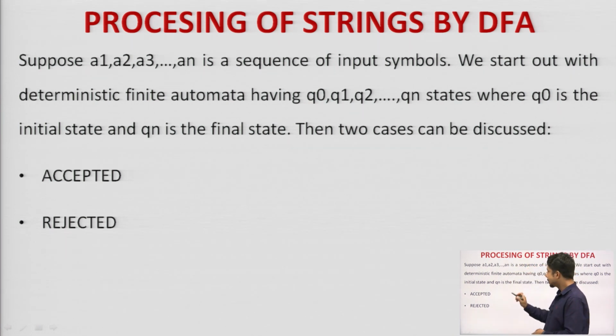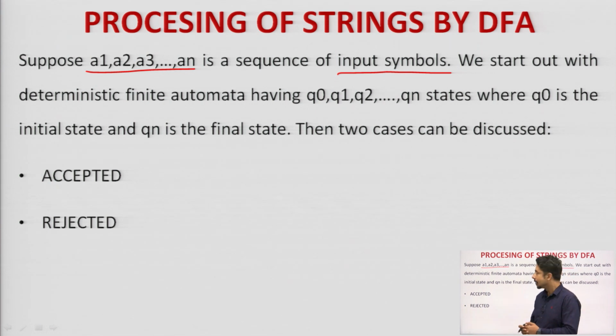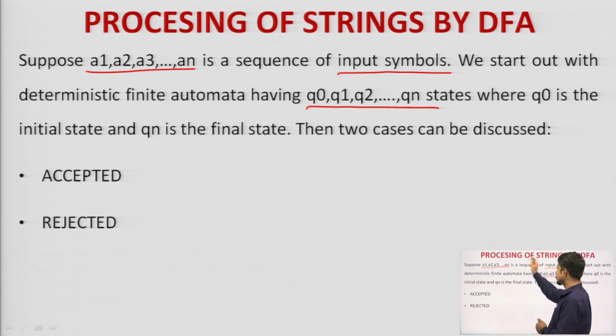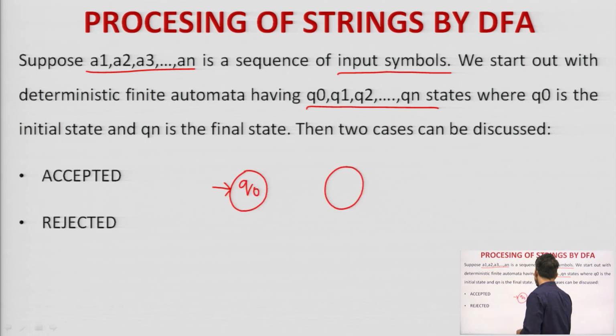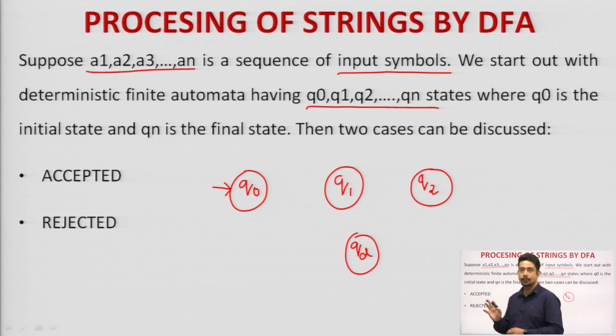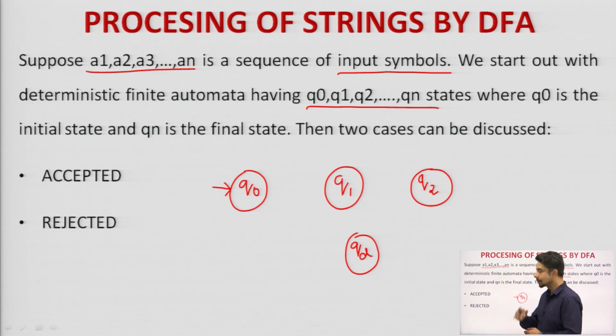So, processing of a string by a DFA. Suppose we have a sequence of input symbols, and we have a set of states corresponding to this set of inputs. Finally, for processing of the string by the DFA, we need 2 concepts: acceptance and rejection. How does it happen? Suppose I have a state q0, another state q1, another state q2, and one more state, say qd. These are the 4 states I have.